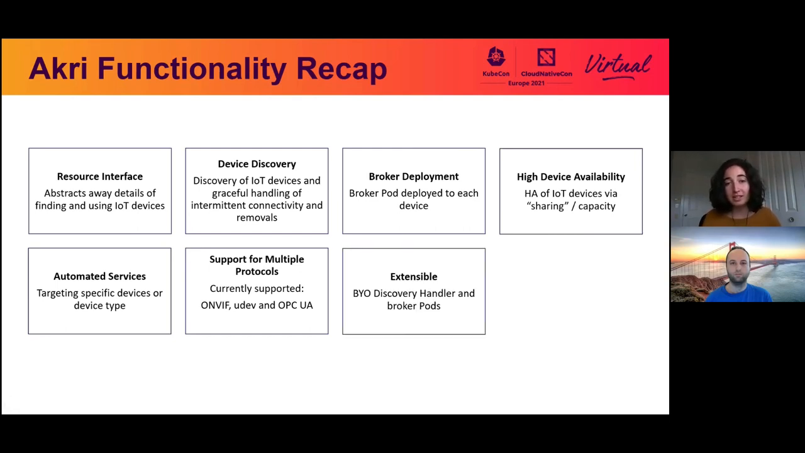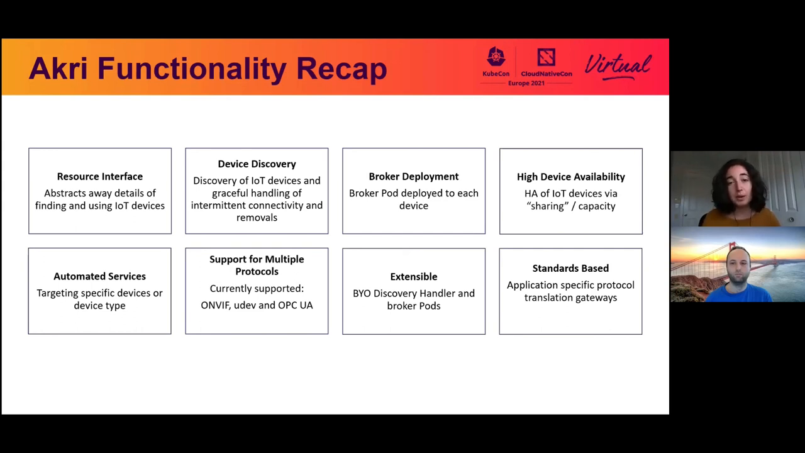Another way that Akri is extensible is via its broker pods. So you can specify any image for the workload that you want to automatically be deployed to discover devices. And one way that we see broker pods being used is as protocol translation gateways. So maybe you have Akri discover some USB video cameras and your broker pod will automatically translate that USB camera into being an IP camera.